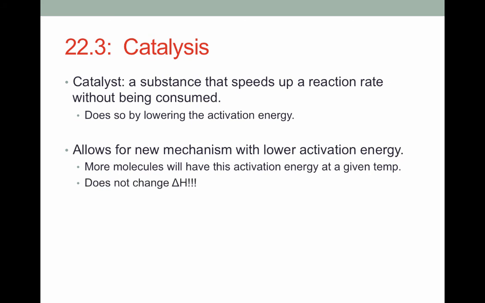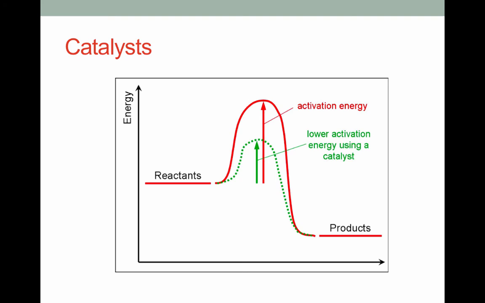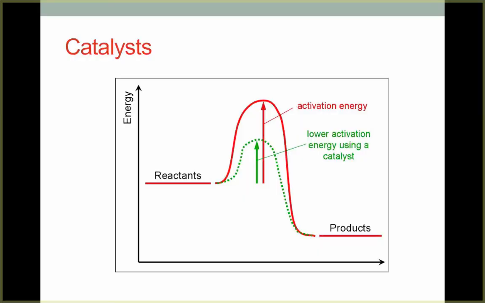It's important to note that the addition of a catalyst will not change the delta H. Here's an energy diagram representing an uncatalyzed and a catalyzed reaction. The red line represents the energy diagram for the regular reaction without a catalyst. Here, its activation energy is the difference between the reactants and the top of the bump, so we have this red arrow. The green dotted line, however, represents the reaction which has had a catalyst added to it.